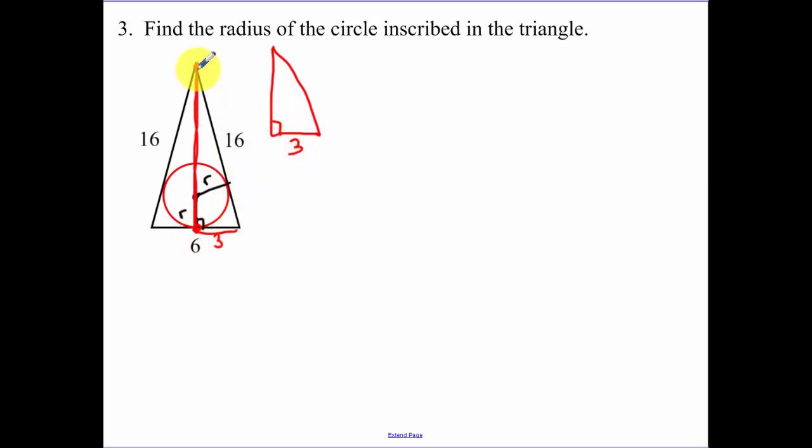And let me highlight it in red for you guys. This piece is 16. I do my Pythagorean theorem to get root 247. Now we have another right triangle that is somewhat challenging for you guys to see, but it's one that we're going to be using a lot throughout multiple chapters.